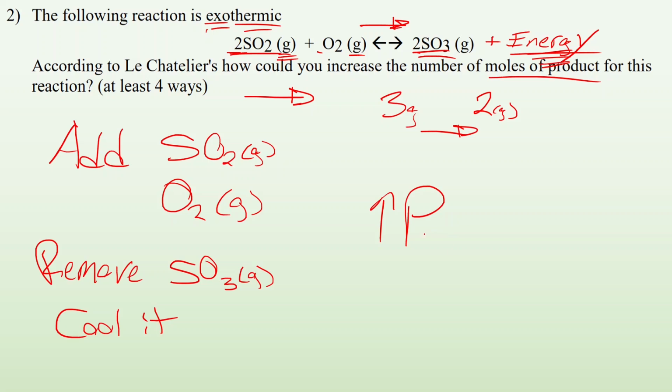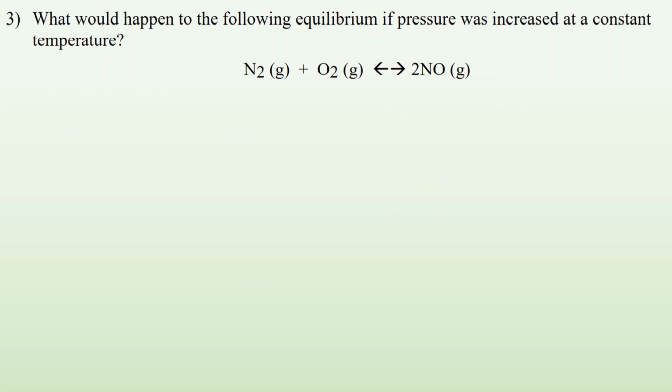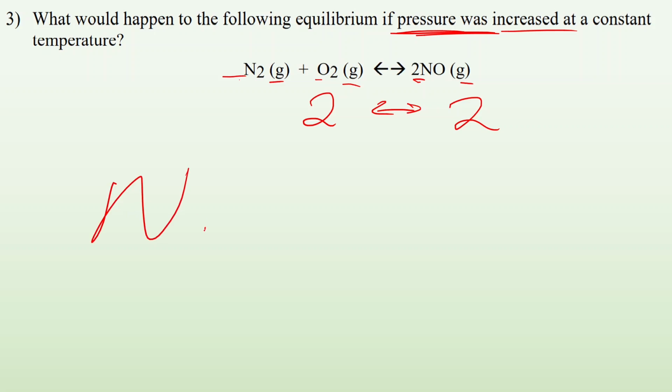So there's 5 different ways you could do that. Number 3, what would happen to the following equilibrium if pressure was increased at a constant temperature? Well, let's see, we have an N2 gas and we have 1 O2 gas. So we got 2 moles of gas on the left, but we also have 2 moles of gas on the right. So what would happen if we increase the pressure? Nothing. All right, there's equal numbers of moles of gas on either side. So nothing is going to really change to the equilibrium if you increase the pressure for this one.